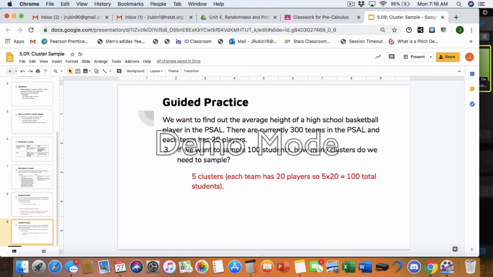And then, if we want to sample 100 students, how many clusters do we need? Well, under the assumption that there are 20 players per team, if we want 100 students, we would need to select 5 clusters, or in this case, 5 teams.